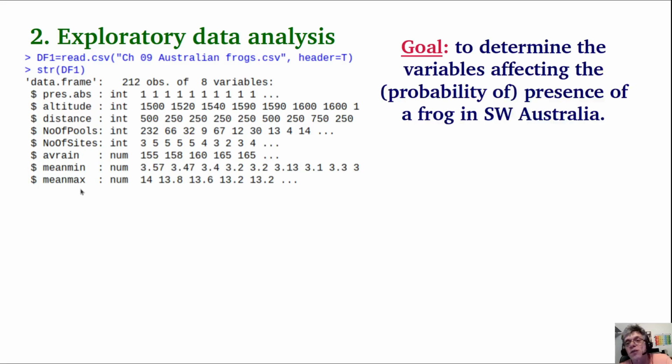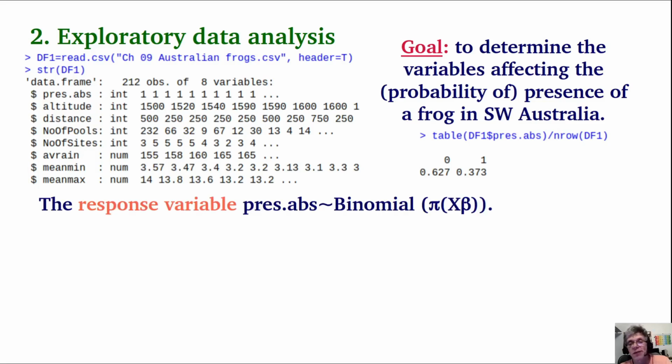So the goal is to determine which variables affect the presence, or rather the probability of the presence, of a frog in southeastern Australia. So here we are simply computing the proportions of zeros and ones in our data frame. We have 37% of ones and 62.7% of zeros.